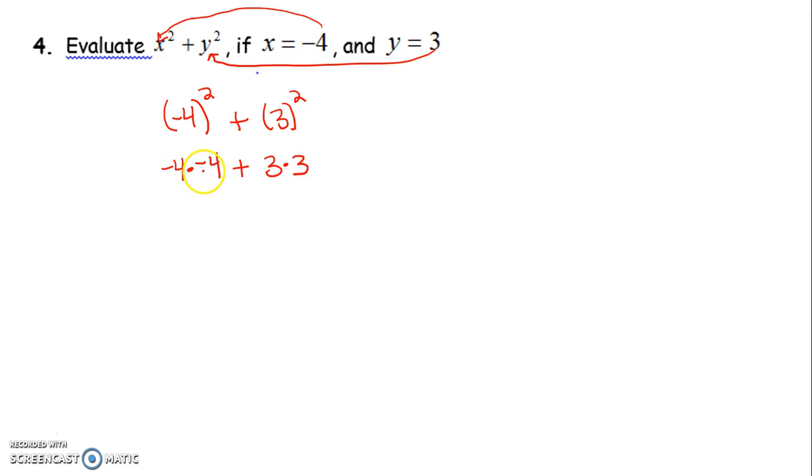Negative times a negative is a positive. 4 times 4 is 16. Keep my plus sign. 3 times 3 is 9. 16 plus 9 is 25. That would be simplifying that expression, evaluating it, getting a value. All right, hopefully that helps. Let's move on to 5. Again, please feel free to pause the video, rewind, rewatch.